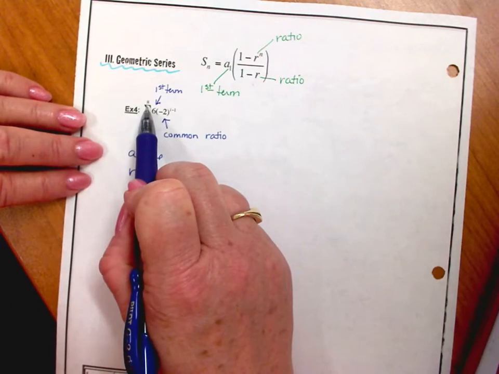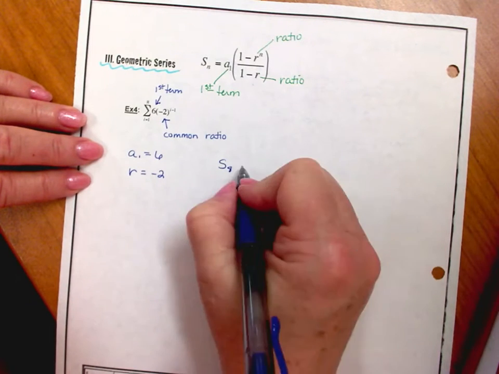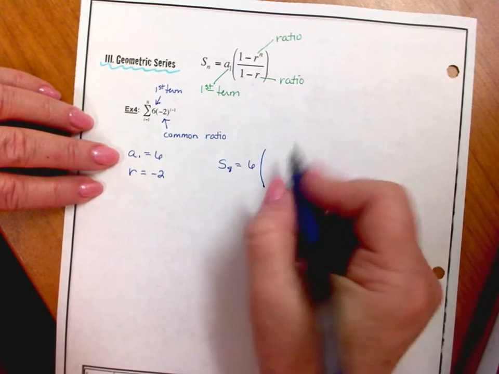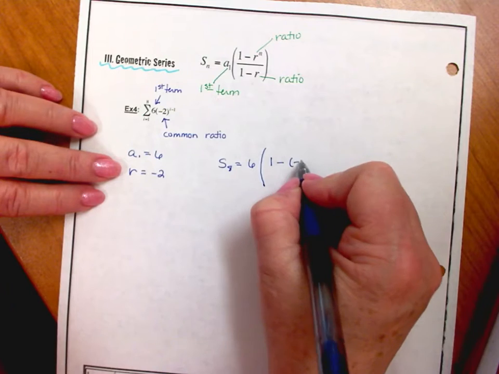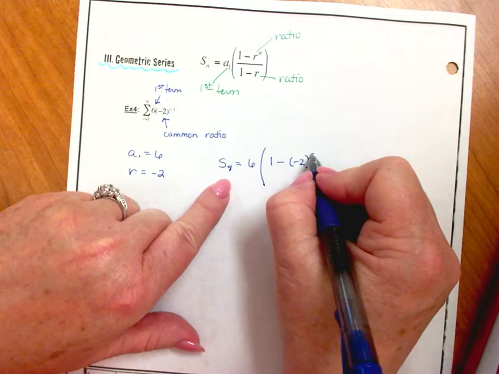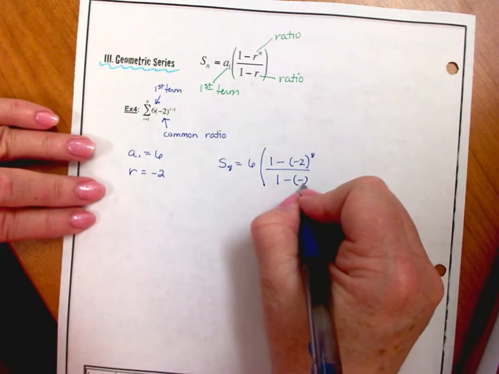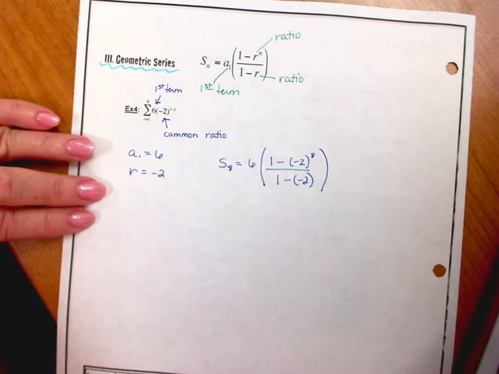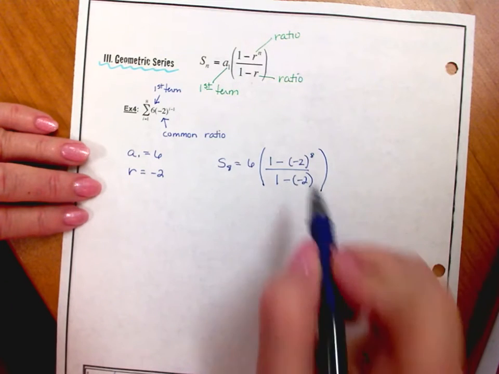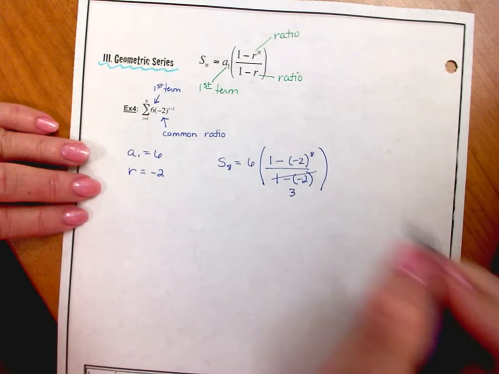Okay, let's go ahead and plug this in. We want summation of 8 terms. So we're going to say S sub 8 is equal to a sub 1, which is 6, times 1 minus negative 2 to the nth power, okay? And n is going to be 8, so we're going to say to the 8th power. And all of that is over 1 minus a negative 2. All right, I like to simplify this a little bit at a time. So this is 1 minus a minus 2, so 1 plus 2. So all of this is going to be 3.